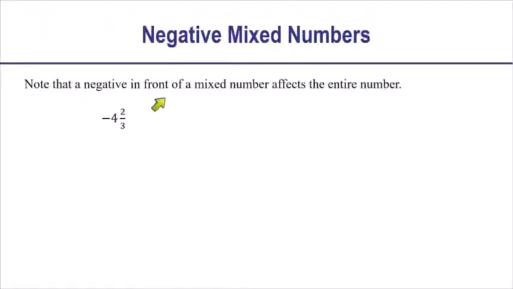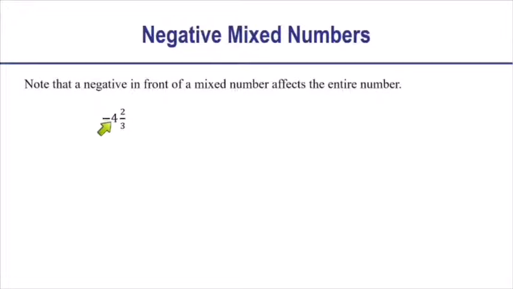Now note that a negative in front of a mixed number means that that negative has to affect the entire number. So here we have -4 2/3, and we often think of a mixed number as a sum of the integer and the fraction, and that's true. But the mistake students make here is that they sometimes think that if this is negative, that the integer is negative, but the fraction is still positive, and that's not the case.